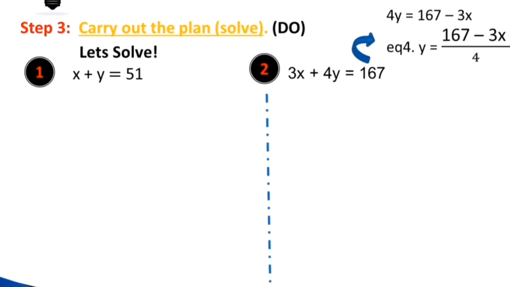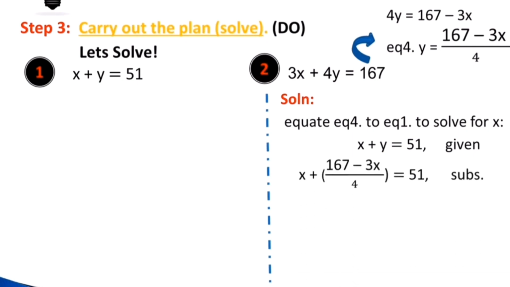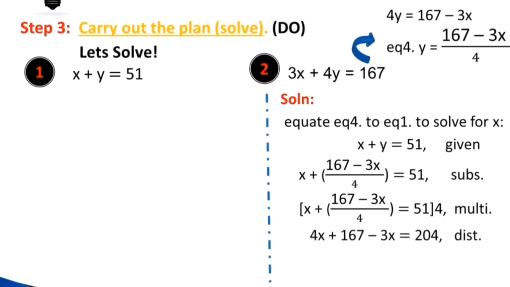Then the same process. I am going to equate equation 4 to equation 1 to solve for x. Okay, so simply use equation 1, bring it down as part of the given, then substitute the value of y like this. And this is what we call substitution. Right after that, since it has a term in fractional or rational form, I am going to multiply the whole equation by the denominator, which is 4. I am able to remove the denominator and distribute the 4 to all the terms inside the parentheses. So I have here 4x plus 167 minus 3x equals 204.